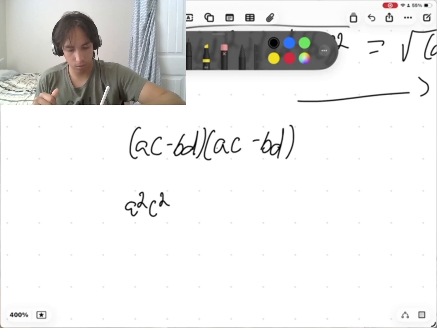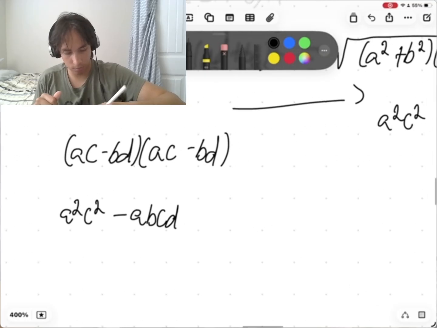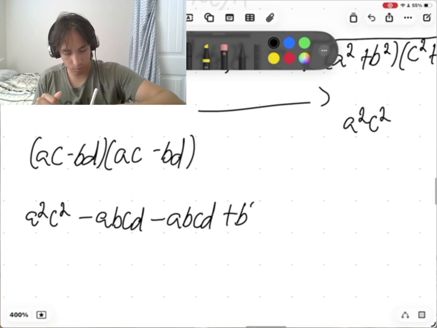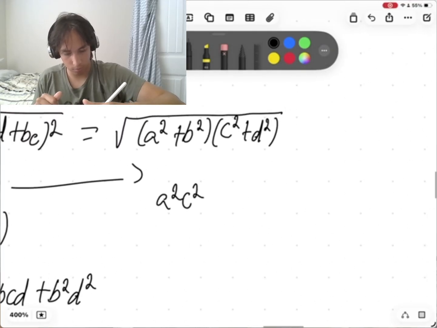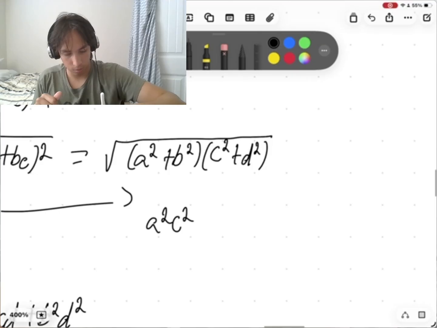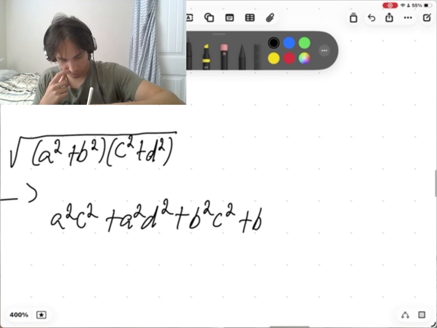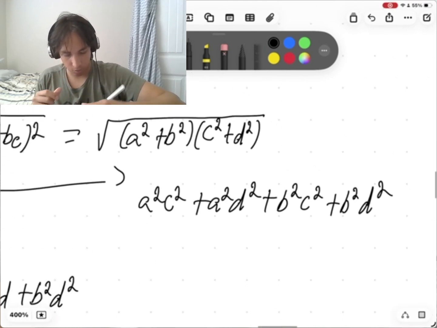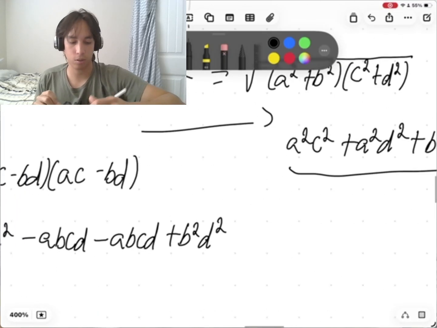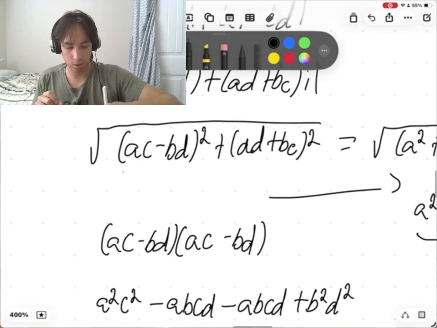A squared C squared minus ABCD, minus ABCD, plus B squared D squared, right? So it's plus A squared D squared plus B squared C squared plus B squared D squared. We're going to find these four terms in this bigger square root.